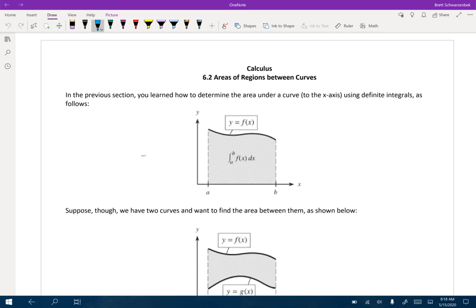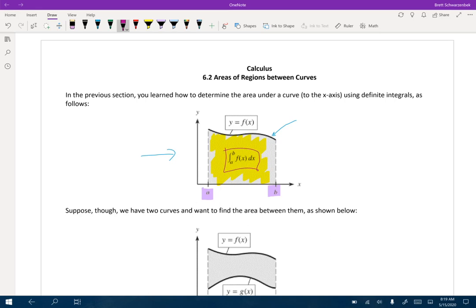So if you look at the diagram, basically if we have some function f of x, and we want to determine the area under that curve between two specific values of x, then we would, as shown in the picture here, use the definite integral from a to b of f of x dx.